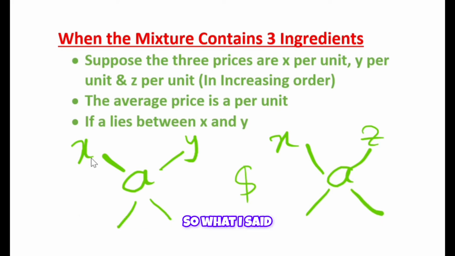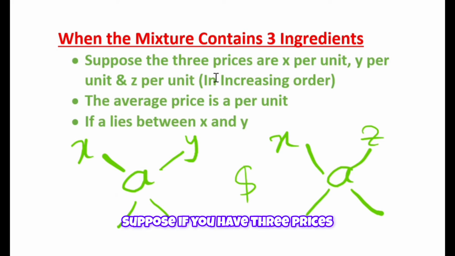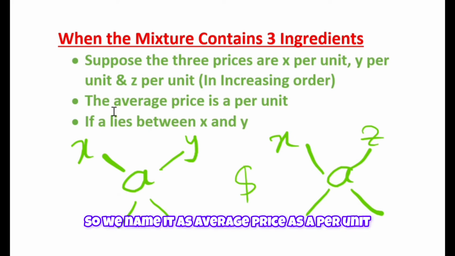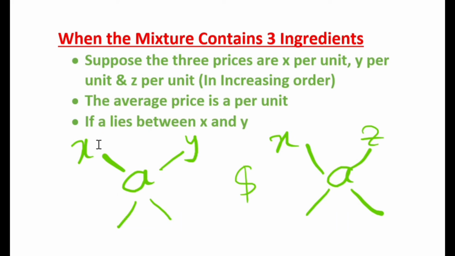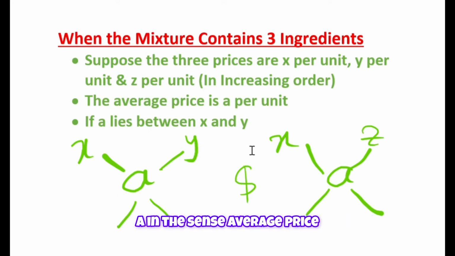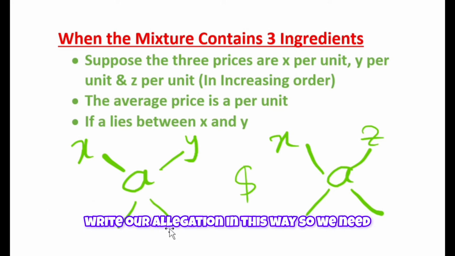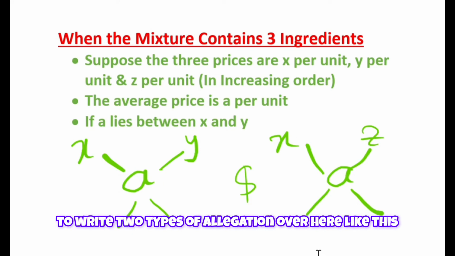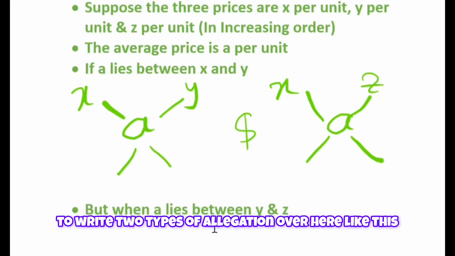So what I told you until now is, suppose we have three prices, namely x per unit, y per unit and z per unit. We name the average price as a per unit. If a, the average price, lies between x and y, we need to write our alligation in this way. So we need to write two types of alligation over here, like this.